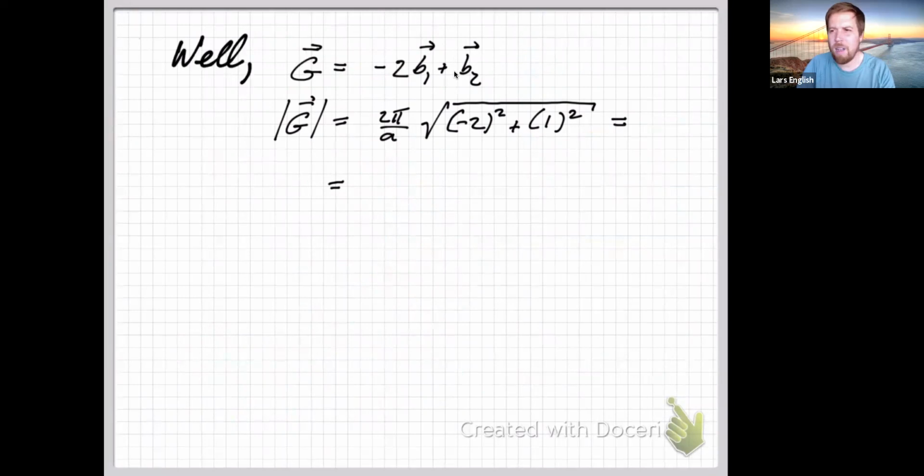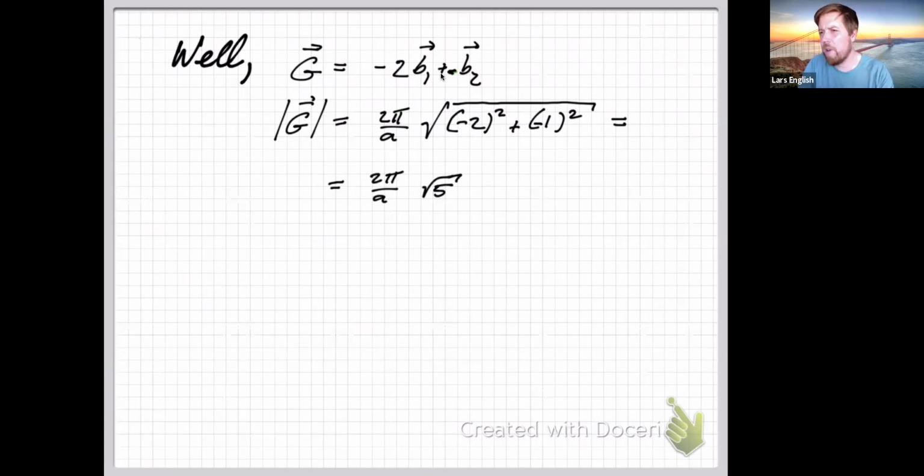This should have been, again, a minus here. Sorry, folks. I'm going to correct it. There, and there should be a minus. Of course, the result doesn't change because we're going to get the square root of 5, right? 2 pi over a times the square root of 5.